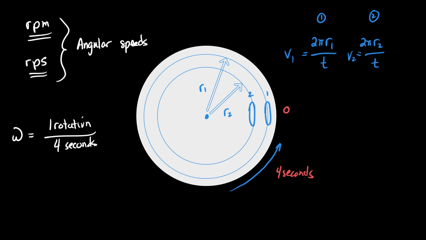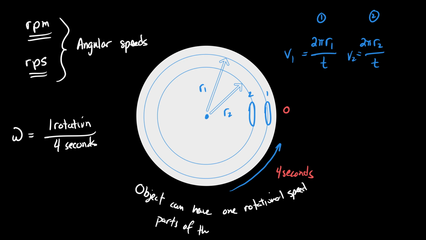So an object can have 1 rotational speed but parts of the object can have different linear speeds.